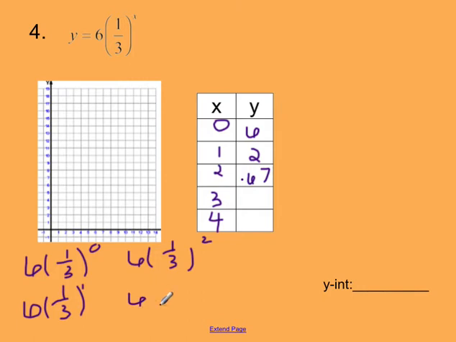Then 6 times 1/3 to the third. I might suggest that you try calculating the rest of these on your own and make sure you're doing it right. If not, let's look at it. Let's see what you're punching wrong into your calculator. Here you get 0.22, here you get 0.07. So we're starting out at 6, so we're at 6 here. And then we're going over 1, up 2, which is here, over 3, up 0.22, so that's barely there.